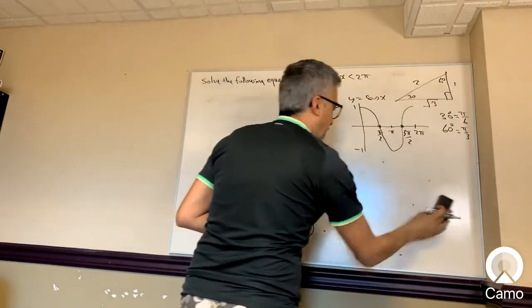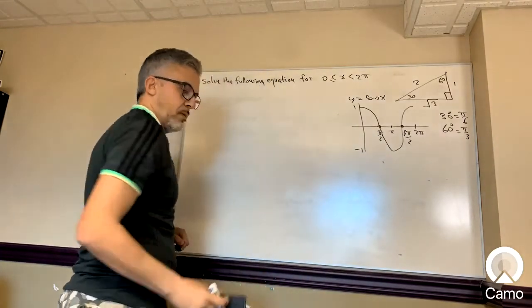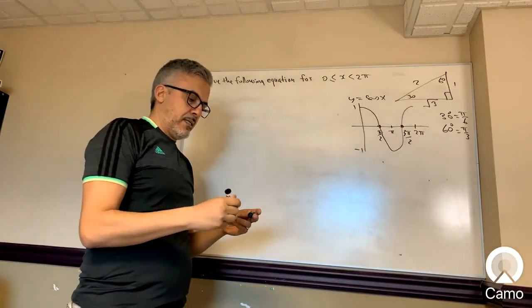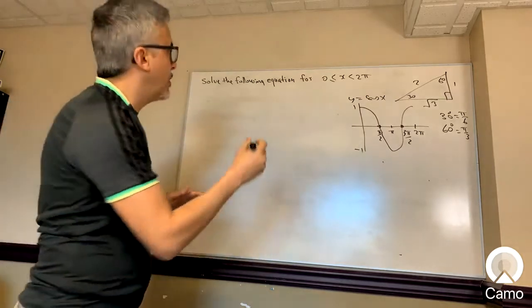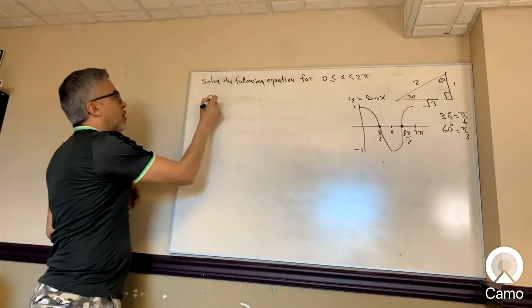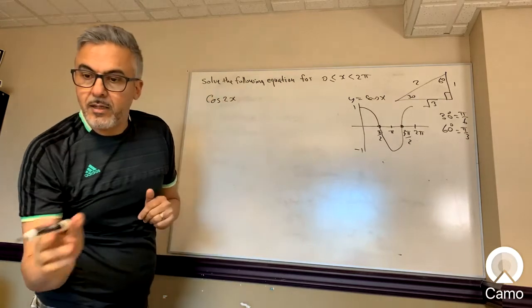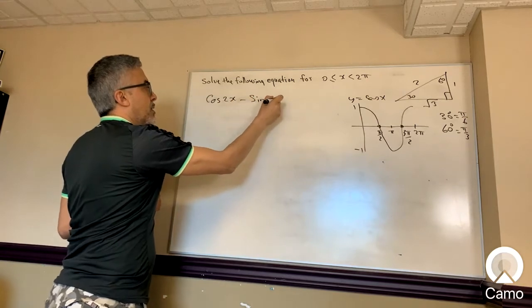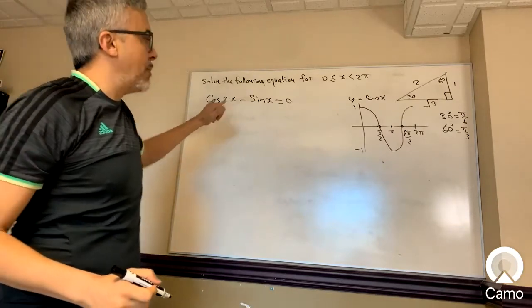I'm going to leave the special angle triangles there. We might need them again. So the next thing that I'm going to do is cos 2x minus sine x equals 0. So this is a double angle as well.